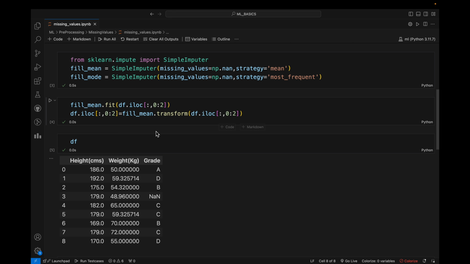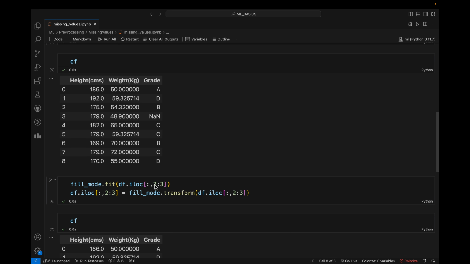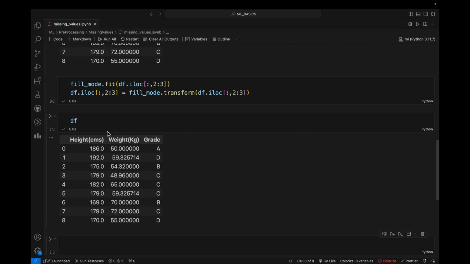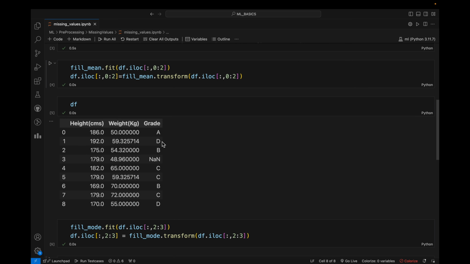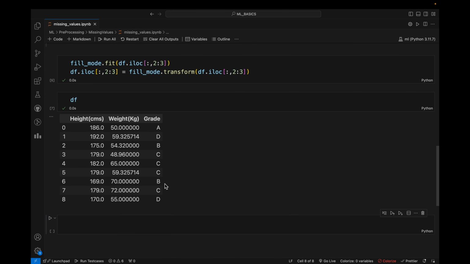But if you observe, I only applied it on height and weight columns. Now let's see how to apply this on the grade column. So we have already used the fill mode SimpleImputer variable. Using that, we are selecting the last column, that is the grade column, and first we are applying this transform. After applying this transform, if we observe, it is filled with C. That is the most frequent in all of this. C is repeated 3 times, whereas others are repeated 2 or fewer times. So like this, SimpleImputer will work.